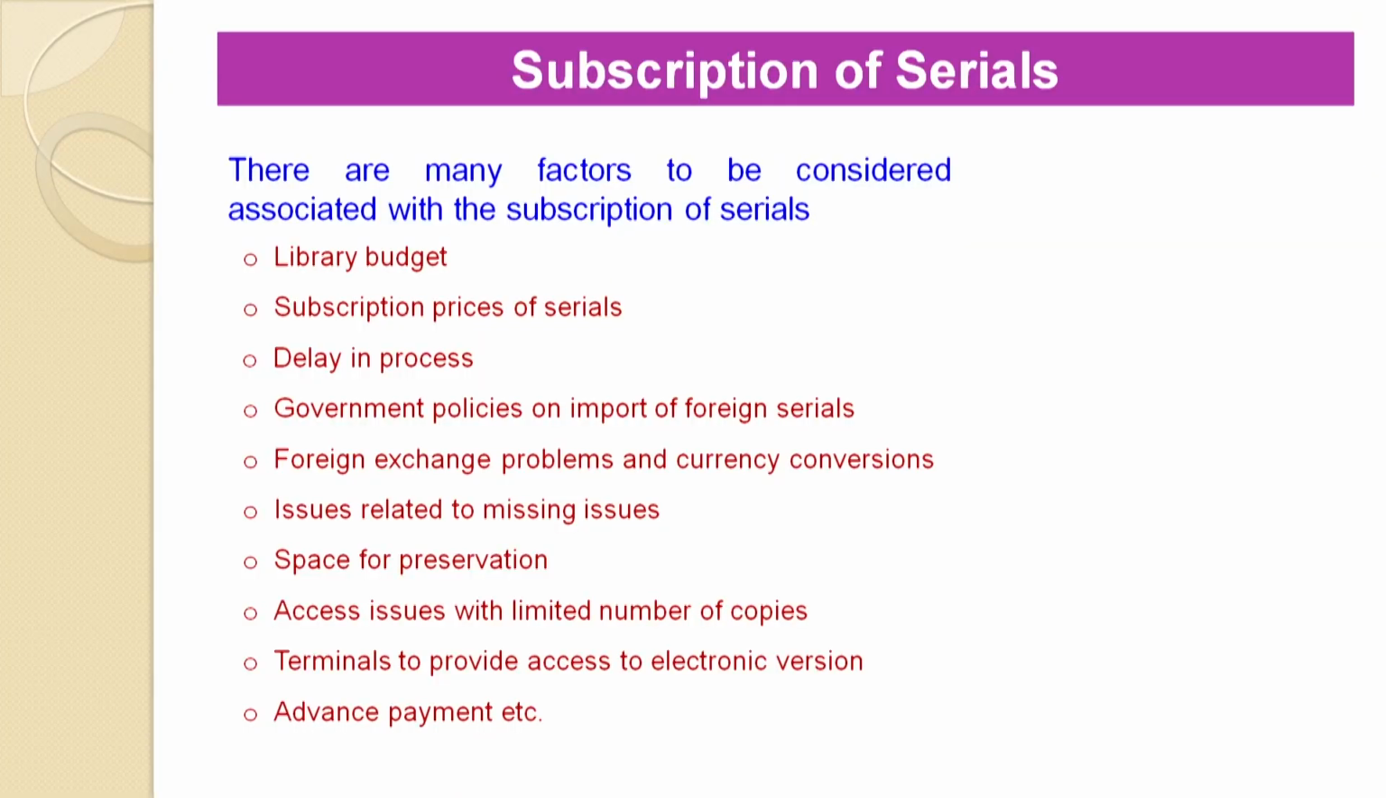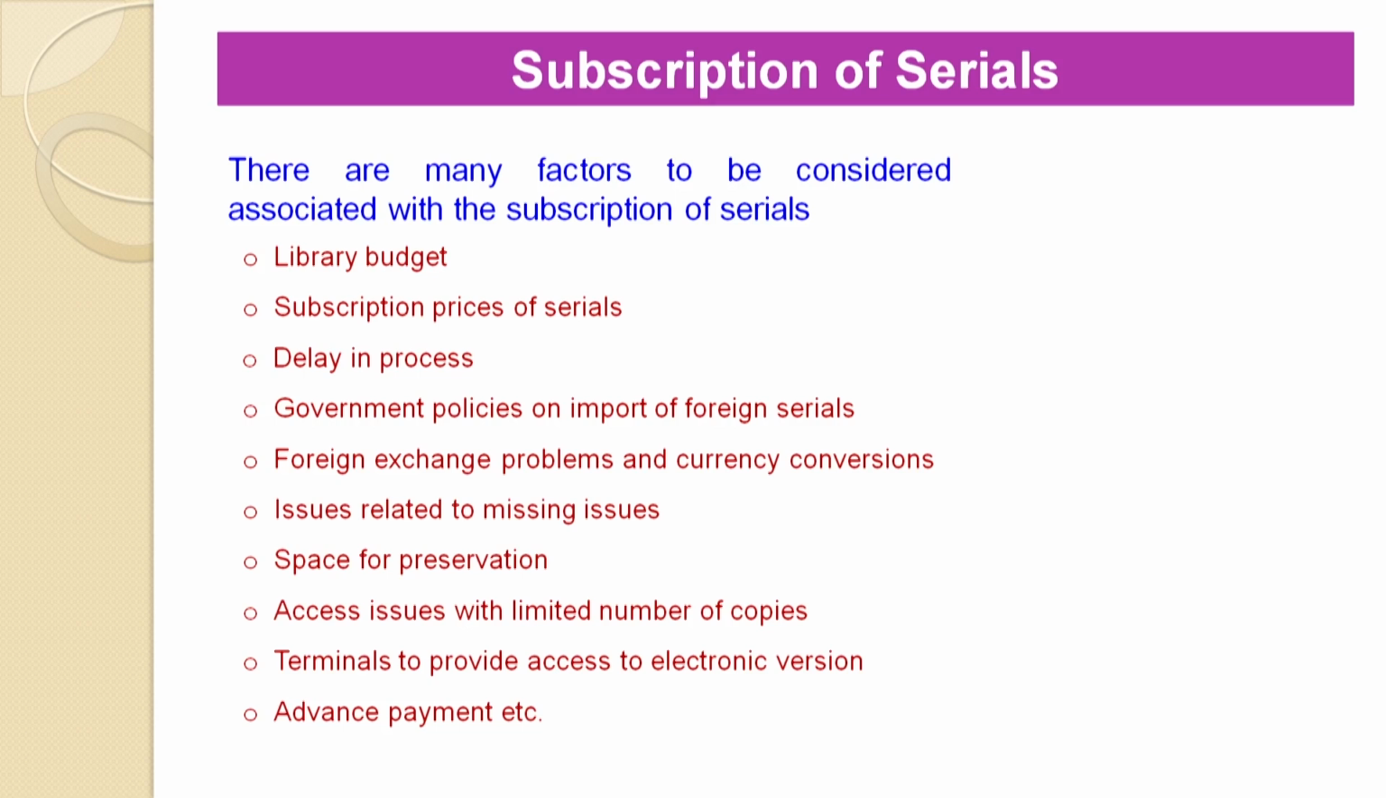When you talk about the factors: library budget, subscription price of serials, delay in process, and there are many cases like government policies on import of foreign serials, foreign exchange problems and currency conversions, issues related to missing issues, space for preservation, access issues with a limited number of copies, and if you are providing online access, there should be a proper infrastructure. That means you should have adequate terminals to provide such access to the resources which are available online. So these are all need to be considered.